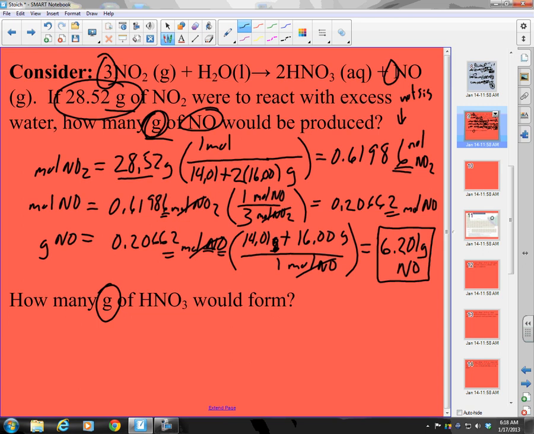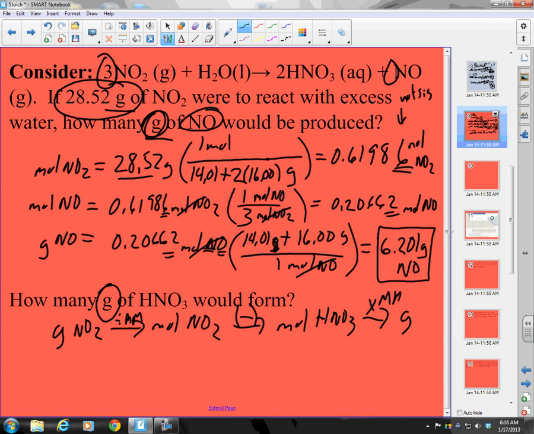Well, what do I have to do? Same process. I start off with my grams of NO2. I convert that to moles of NO2. I'm going to convert the moles of NO2 to moles of HNO3. And I'm going to convert moles of HNO3 to grams. How do I do that? Divide by molar mass, mole ratio, multiply by molar mass of HNO3 in this case, right?